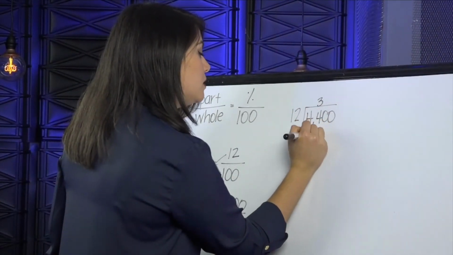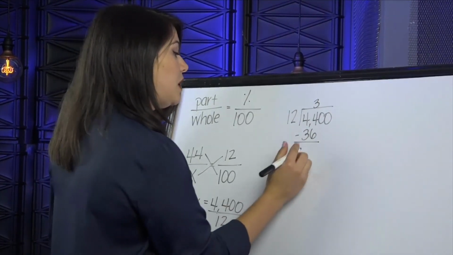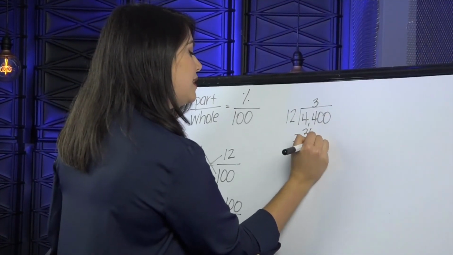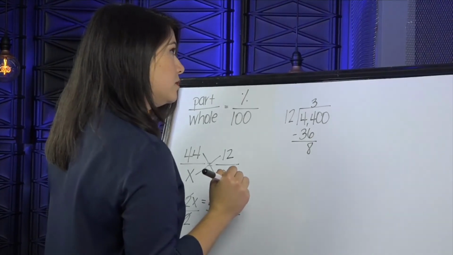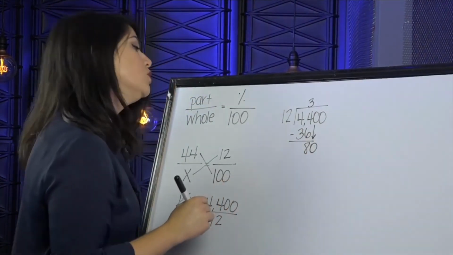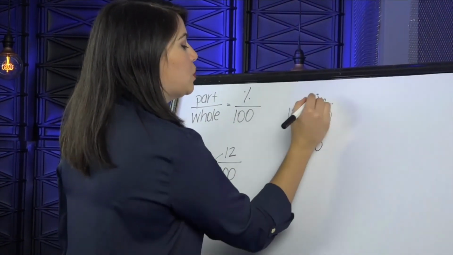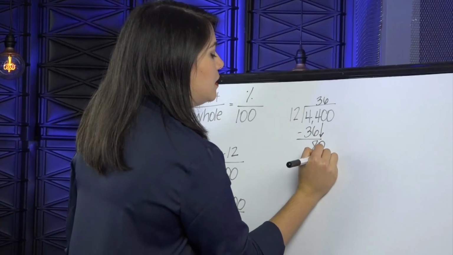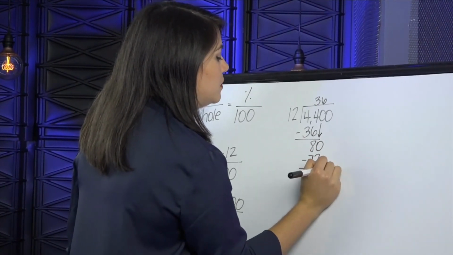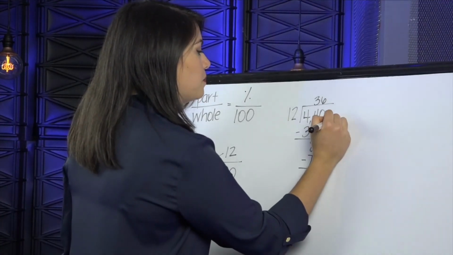12 times 3 is 36. 44 minus 36 is 8. Now we can bring down a 0. 12 goes into 80 6 times. 12 times 6 is 72. 80 minus 72 is 8.